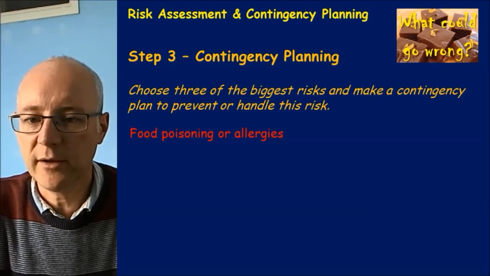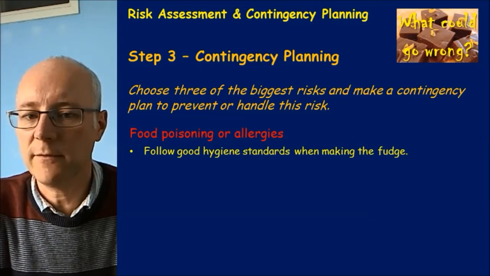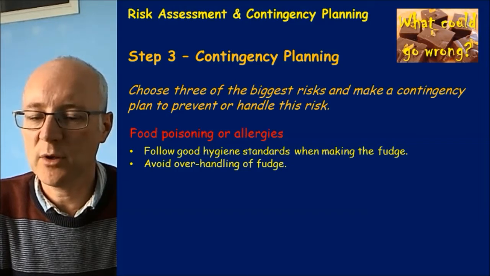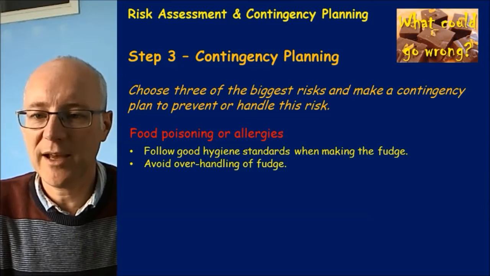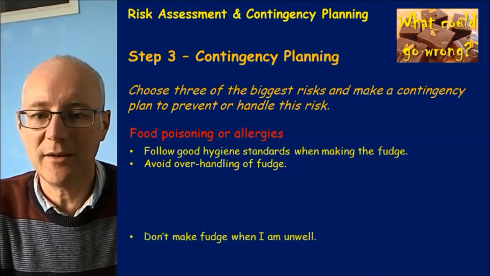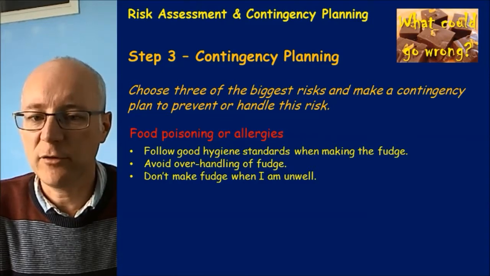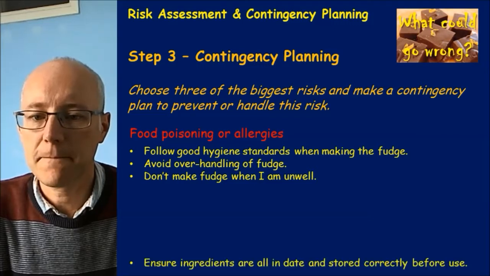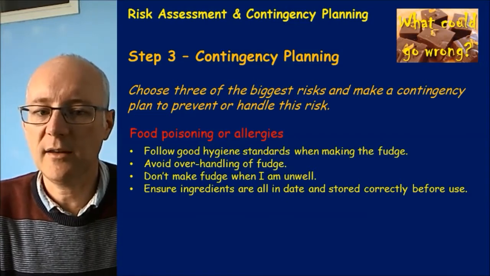So first of all, food poisoning. What could I do? Well, I need to make sure that I follow good hygiene standards when making the fudge. I can make sure I avoid overhandling the fudge with my hands and not breathing on the fudge and things like that, so that then there's less risk of passing on any illness that I might be about to get and have germs for. I'm going to make sure that I don't make any fudge if I'm unwell, that I only make fudge when I'm feeling well. I'm going to ensure that all the ingredients that I use are in date and stored correctly.